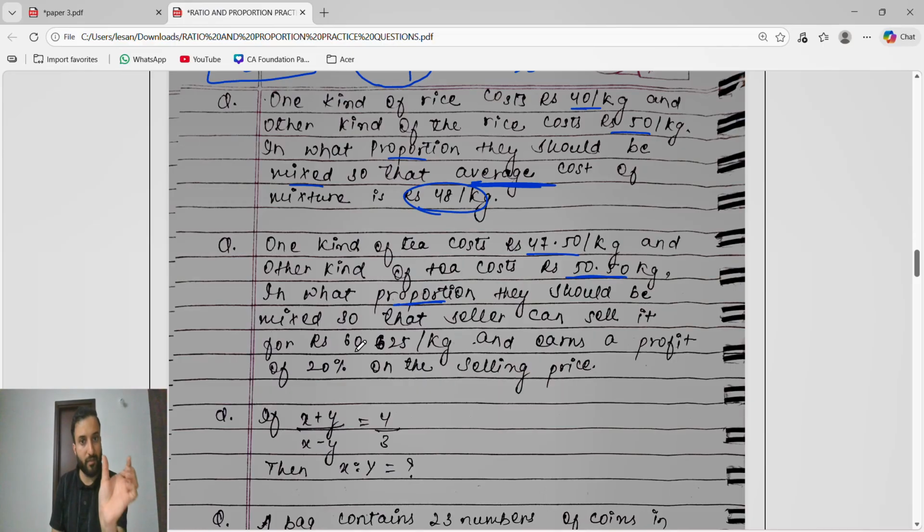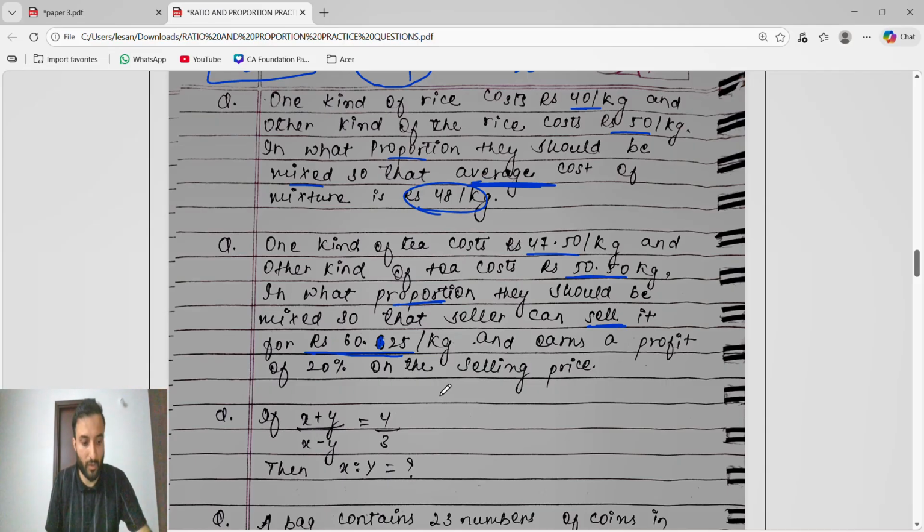We have to write the cost price. So on the first side we will write the cost price of one kind. On the next side we will write the cost price of the other kind. In the middle we will write the average cost price. And then we will subtract the smaller from the bigger. We will get the proportion. So here they said in what proportion they should be mixed so that the seller can sell it. So guys, seller can sell it, so this is the selling price.